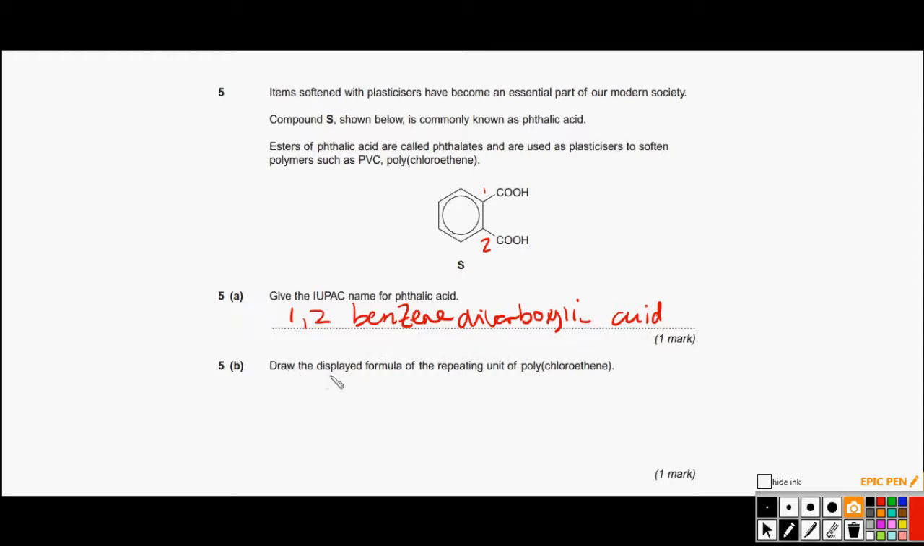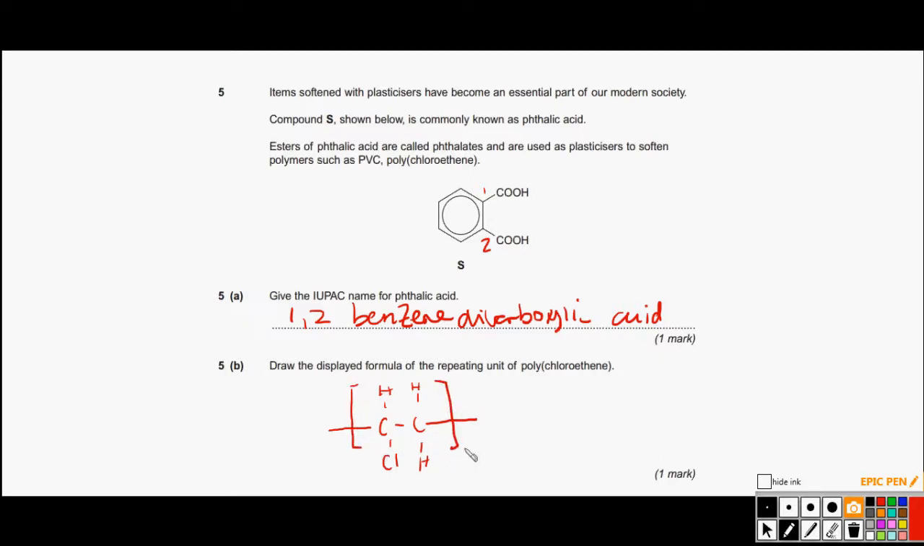Part B is asking to draw the displayed formula of the repeating unit of polychloroethene. So it's ethene and its repeating unit, so we have 2 carbons, and then the double bond basically becomes trailing like that. That's how I imagine it. And then there's a chloro, so we have our hydrogens, and then chlorine, another hydrogen, and I usually put the bracket around it.